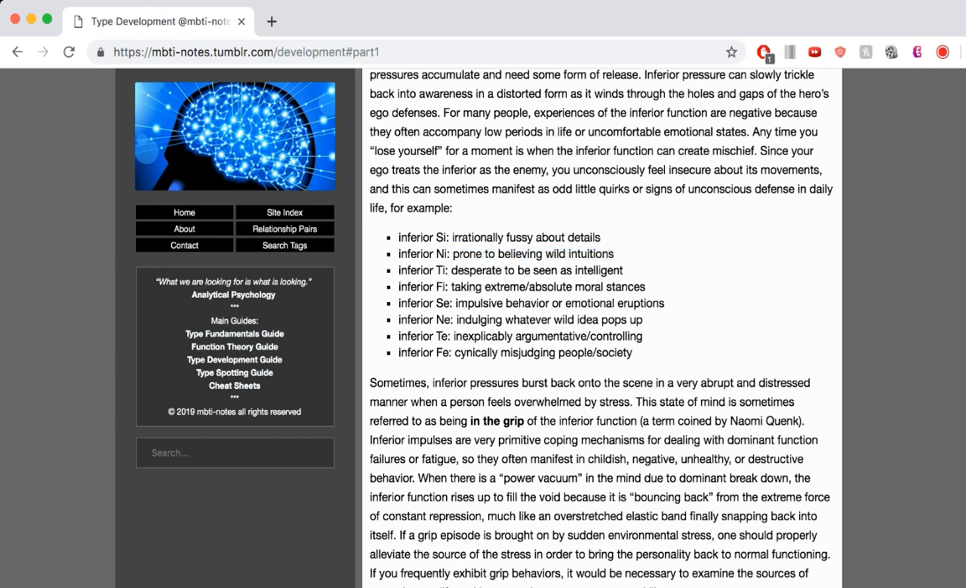So NI: prone to believing wild intuitions. You probably use your NI kind of recklessly. You get a spark of intuition every now and then, but it's kind of wild. TI: desperate to be seen as intelligent. You might see people who think a lot as trying to prove themselves to others, and you might not like that about yourself, so you avoid working your TI. FI: taking extreme, absolute moral stances.